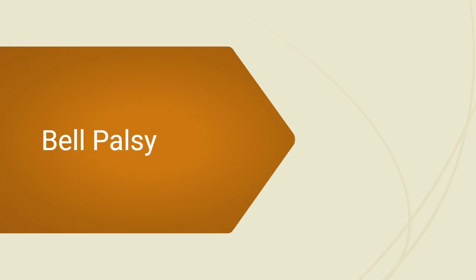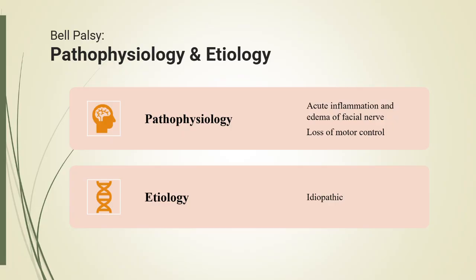Bell palsy. Bell palsy is an acute unilateral paralysis of the facial nerve, cranial nerve 7. Remember, cranial nerve 7, the facial nerve, controls facial expressions, eyelid closure, taste on the anterior tongue, tear production, and parts of salivation. When it becomes inflamed or swollen, it can no longer transmit normal motor signals, which leads to weakness or total paralysis on one side of the face.